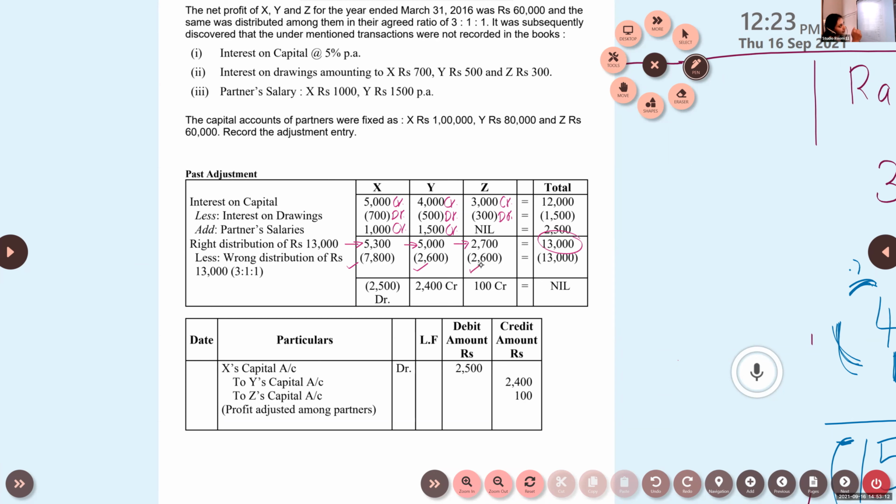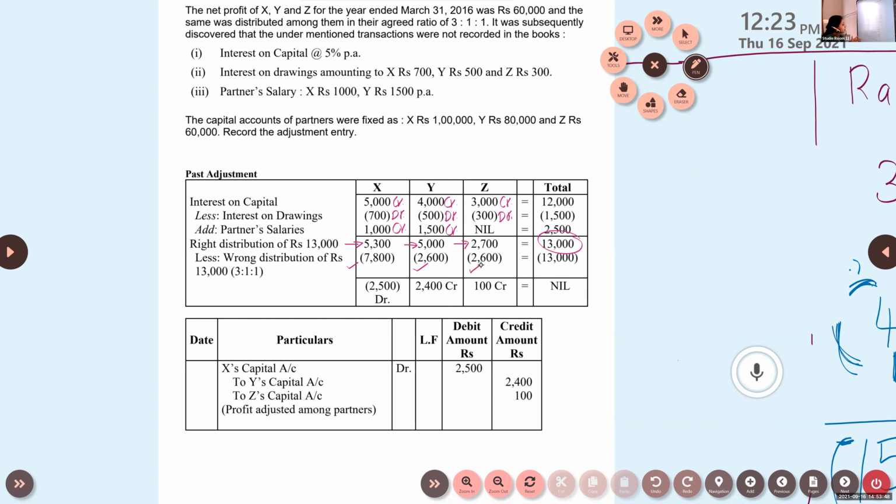So this profit should actually be taken back from the partners. They have received this 13,000 because IOC and IOD were omitted. Instead of writing it in the name of IOC and IOD, that was written as profit. It was distributed as profit. Now, let us see the final amount.